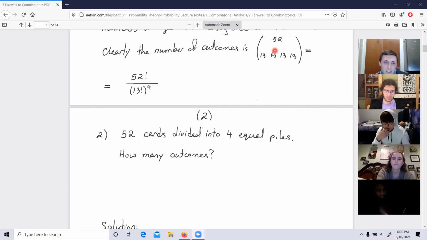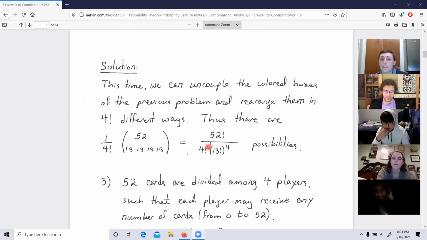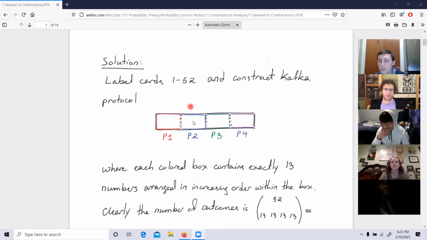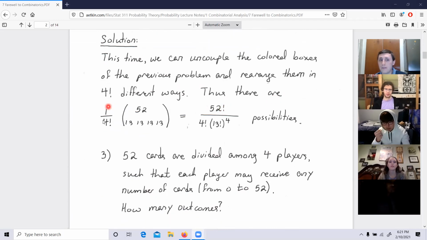Okay, great. Some of you see that, amazing. So now there are no categories. Additionally, we have 4 factorial repetitions because those boxes can be moved. So it's going to be the previous number divided by 4 factorial. I hope you understand it, guys.